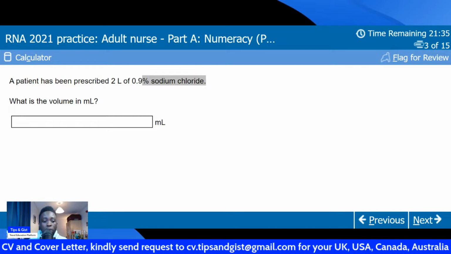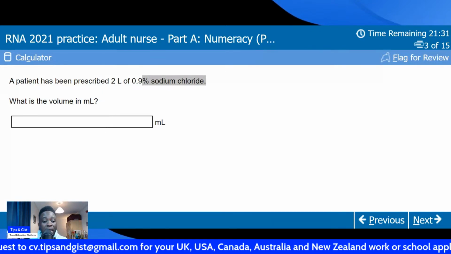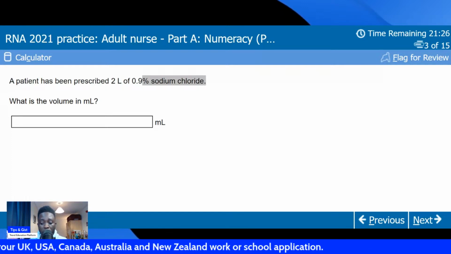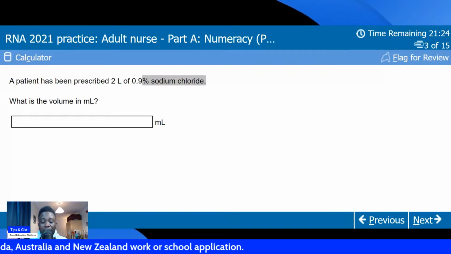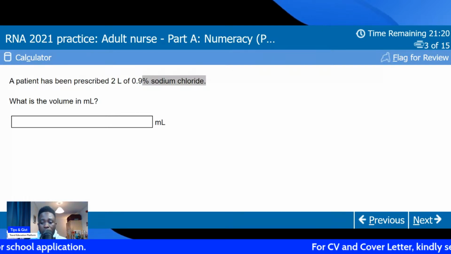All right. So now a patient taking 2 liters, if you're converting to milliliters, that means if you know your SI unit conversion very well, 1000 milliliters is 1 liter. And so therefore it will be 2000 ml.